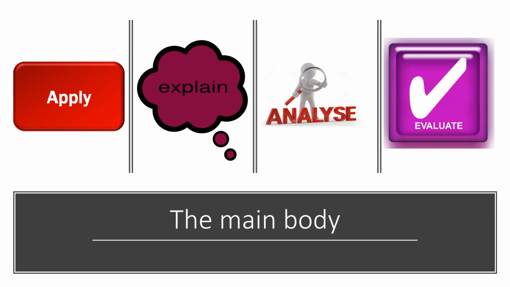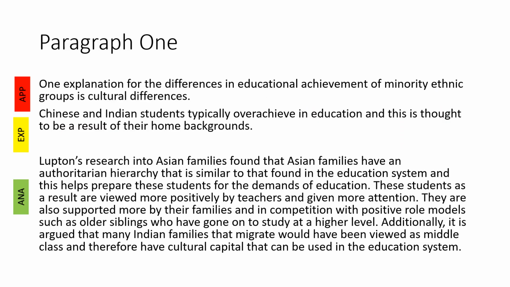Each one will be marked where I'm doing my application, my explanation, my analysis, and my evaluation. So I'm going to start with the first paragraph, and this is how it's laid out. As you can see on the left hand side of the screen, we've got application in red, explanation in yellow, analysis in green, and on the next slide you will have evaluation in blue. I do this for each of the different paragraphs. I don't expect you to do that in an essay. I've just constructed it this way to show you where I am hitting those skills. So paragraph 1. One explanation for the differences in educational achievement of minority ethnic groups is cultural differences.